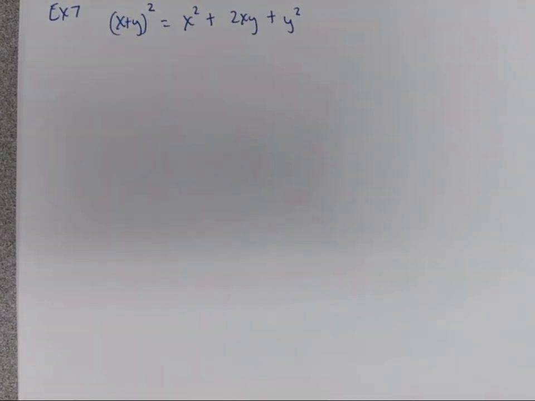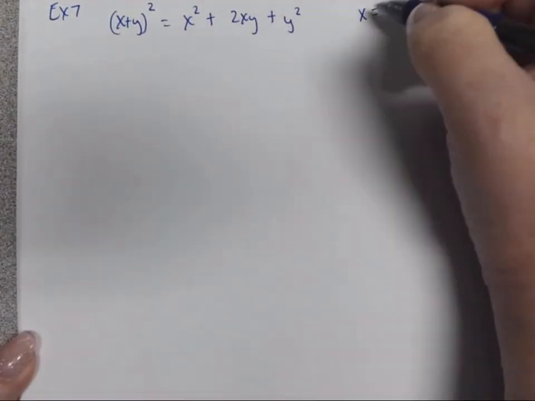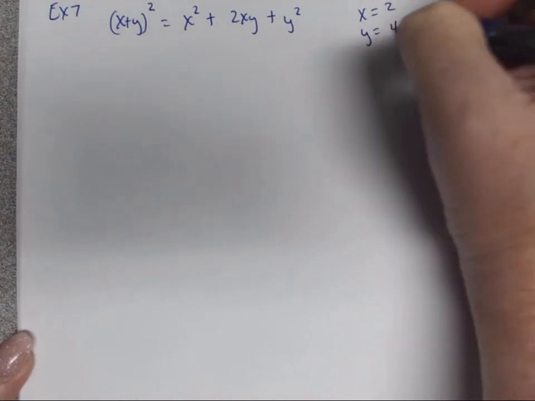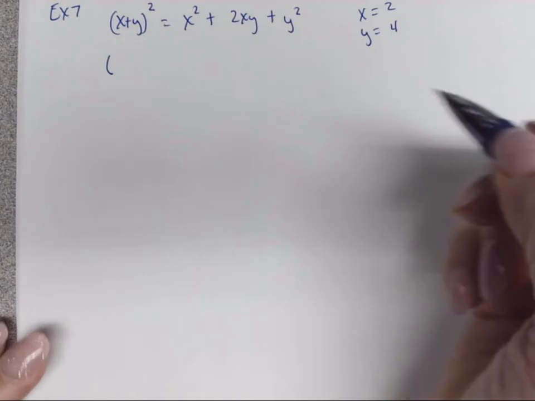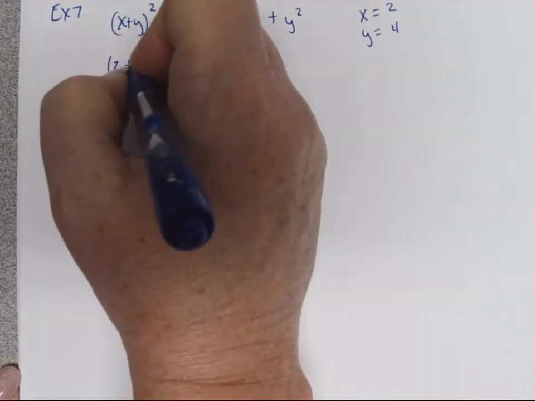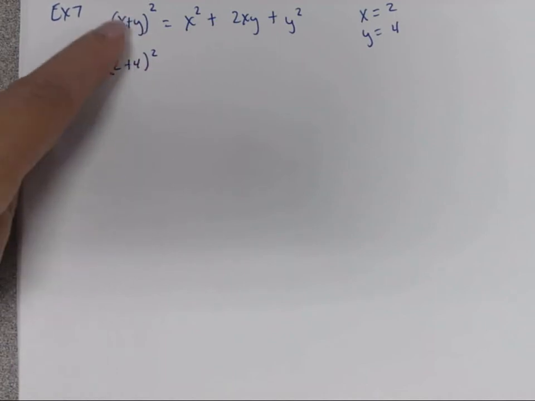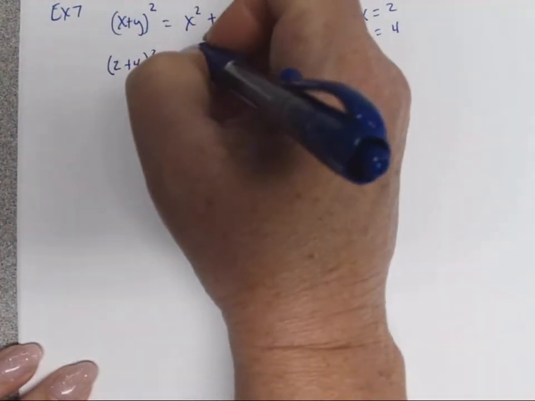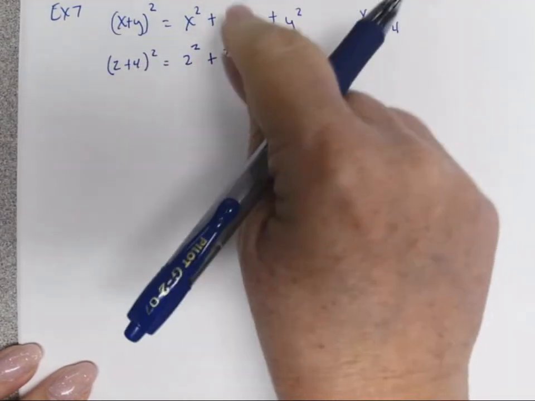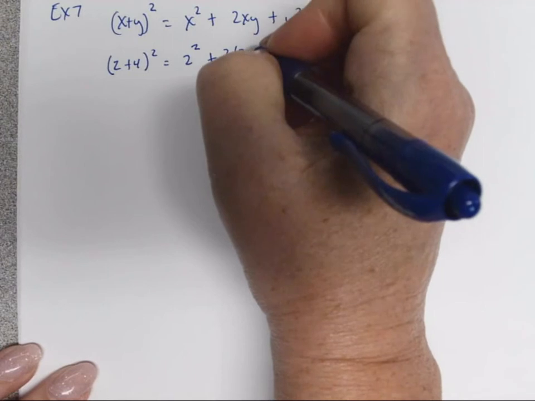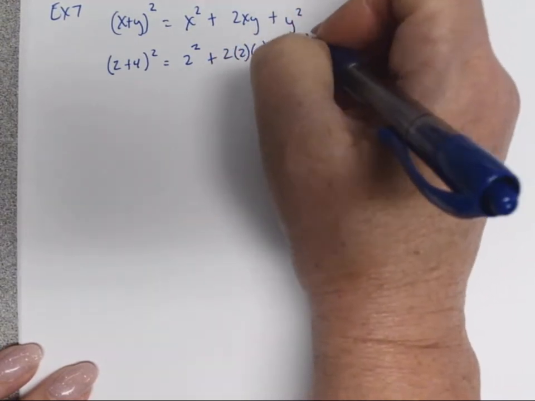So we need to pick an x and we need to pick a y. So let's go x is equal to 2 and y is equal to 4. Let's see how that works. So we've got (2 plus 4) squared. So we're looking at plugging in just the values for the x and the y. So x again is 2 squared, plus we have 2 times our x, which is 2, times our y, which would be 4, plus our y squared.